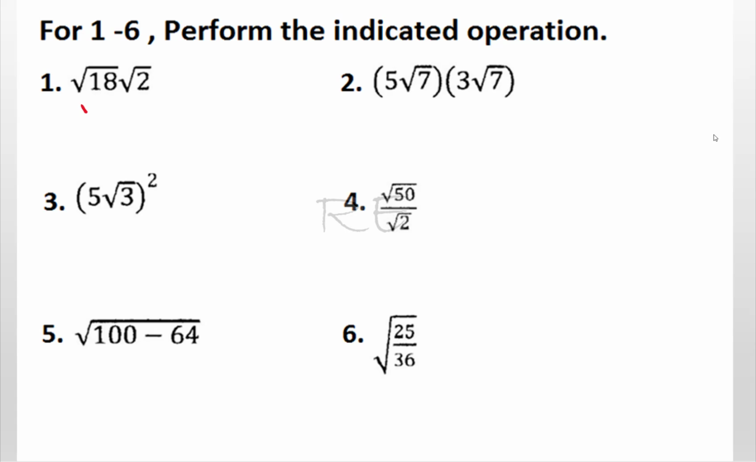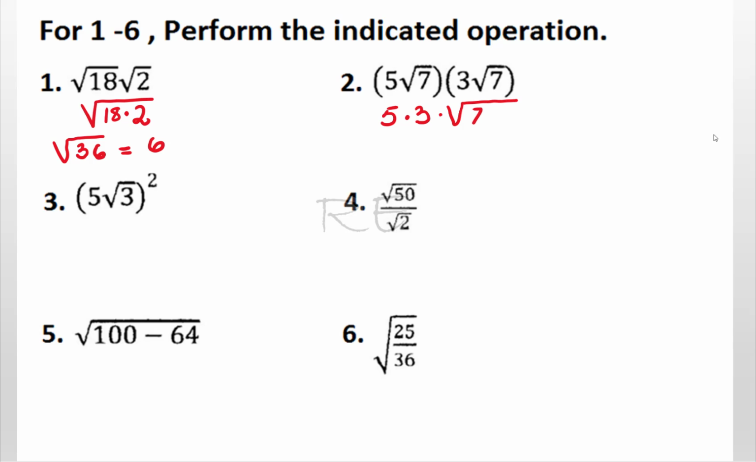Square root of 18 times square root of 2. We're going to put them together. It'll be square root of 18 times 2, which is square root of 36. It's equal to 6.